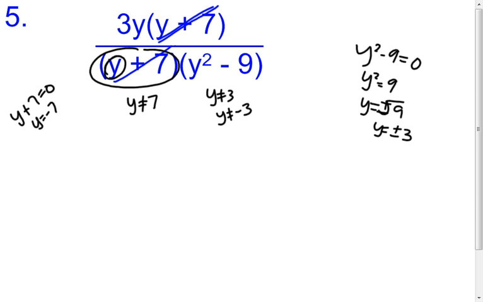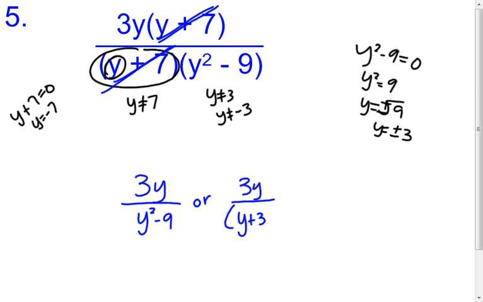These two can't cancel. Okay? And I have the 3y left on top, and I have the y squared minus 9 left on the bottom. And y squared minus 9, you can leave it like that if you want. And the reason you can leave it like that is nothing cancels. Or you might want to get into the habit of realizing that that's a perfect square, which factors as y plus 3 and y minus 3.